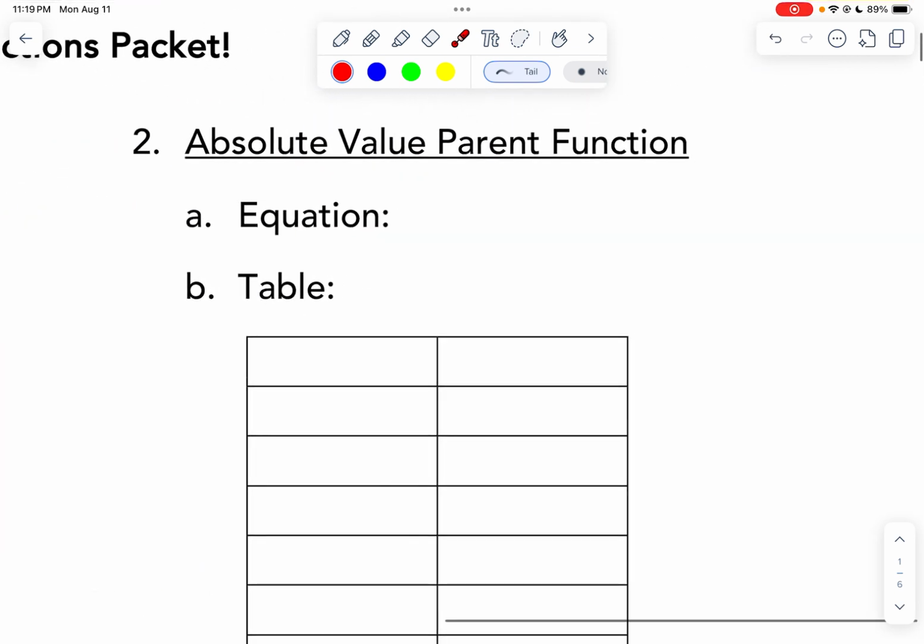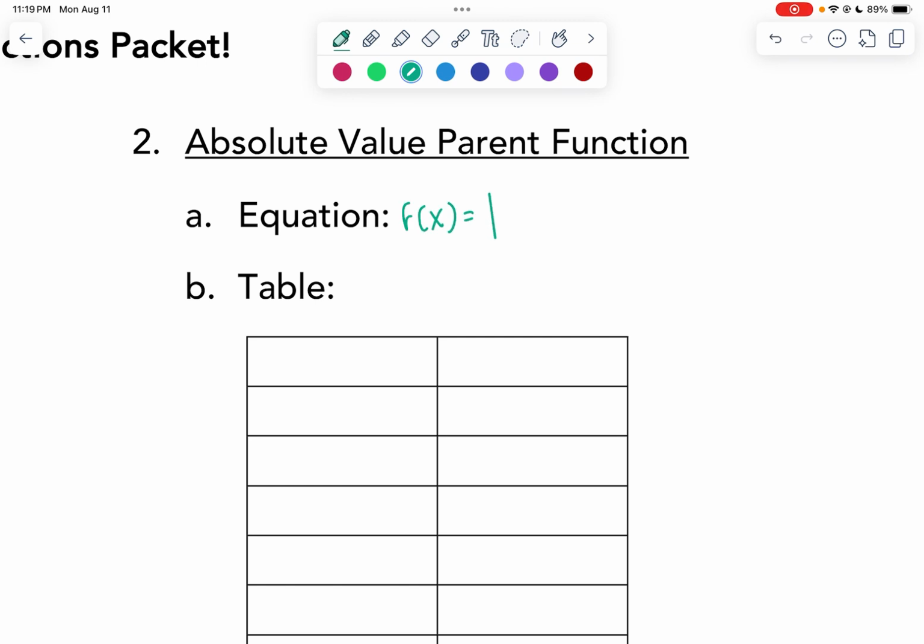Now, on to our next parent function. This is the absolute value parent function. Our absolute value parent function is f of x equals the absolute value of x. Now, our functions are going to get a little bit crazier, but for now, we're just keeping it simple and basic. That's the whole key with the parent function.